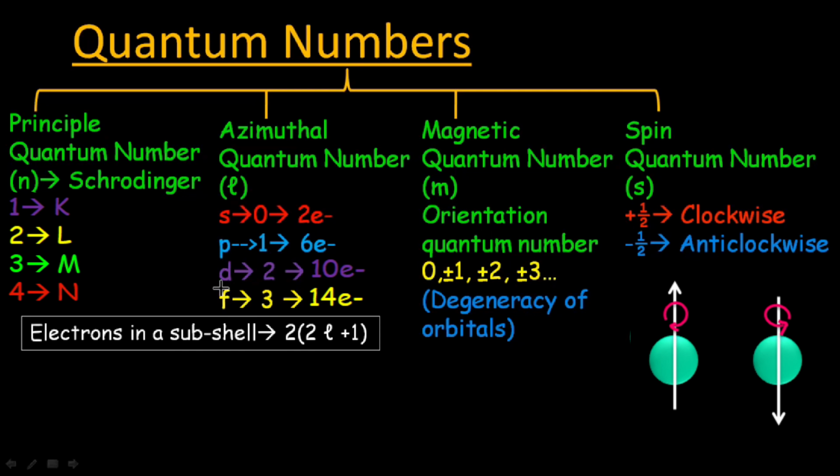How many electrons can S, P, D, and F accommodate? You can find out their values by using the formula 2 times (2l plus 1). Just put the value of azimuthal quantum number l and you will find out the number of electrons that S, P, D, and F orbitals can accommodate. By putting the value 0, you find out that S orbital can accommodate 2 electrons. By putting l as 1, you find out that P orbital can accommodate 6 electrons. By replacing l with 2, the number of electrons D can accommodate is 10. The F orbital can accommodate 14 electrons.